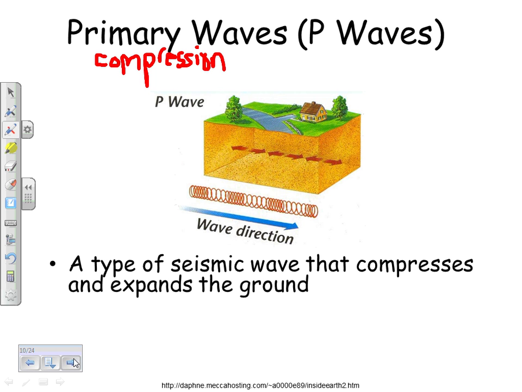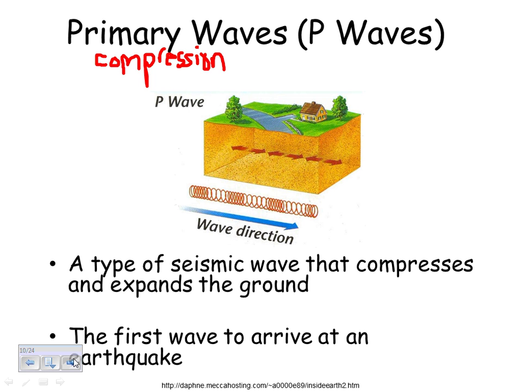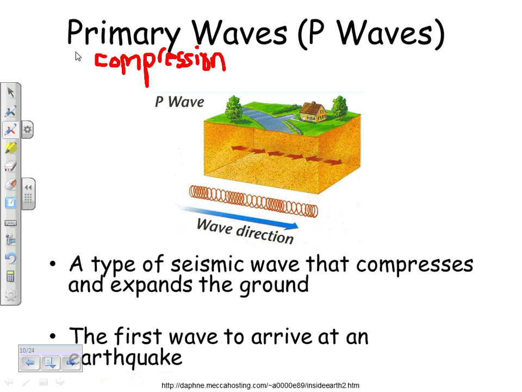So it compresses and expands the ground. So the energy travels that way. Now, primary waves, hence the name primary, are the fastest waves. They're the first waves that come out of an earthquake.